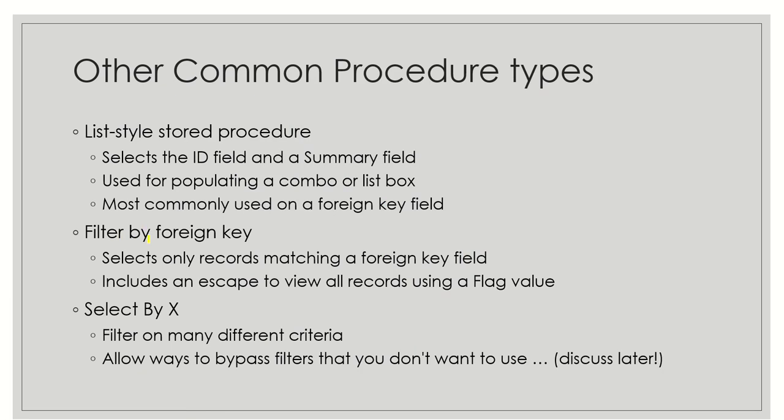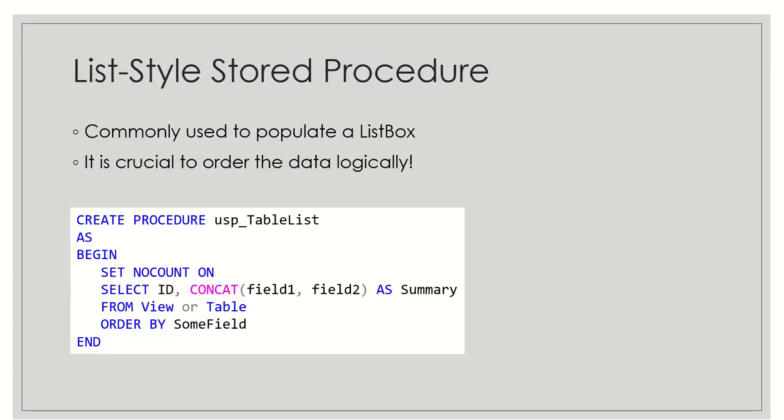Another common one that we do is filter by foreign key. In this case, we would do something like select employee by department. We would take the department code as the input parameter, and then we would show all employees in that department. And a more complex one that we're going to do later on in the course, if we have time, is called a select by X, and it allows us to filter by many different criteria and bypass filters that we don't want to use. So we're going to look at that later after we're done building our client application.